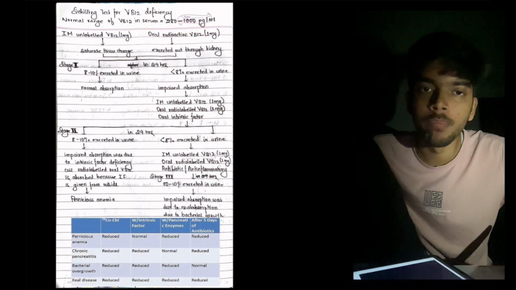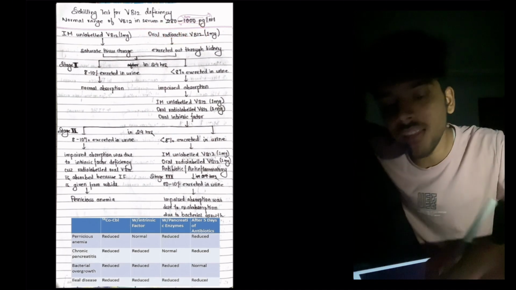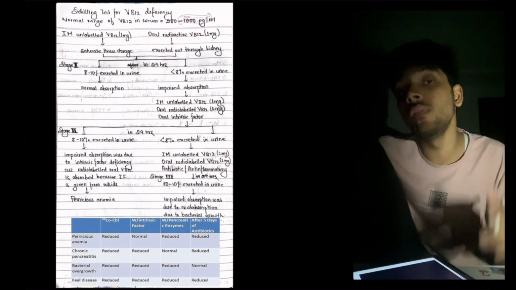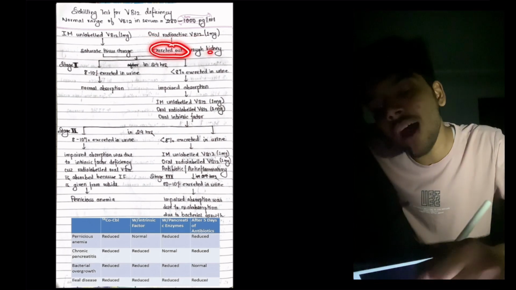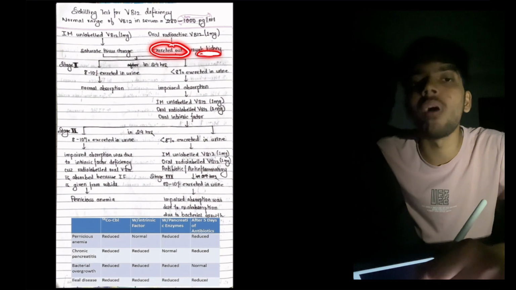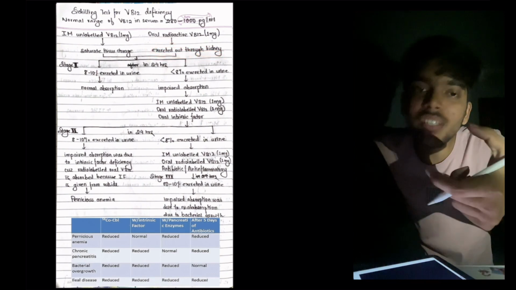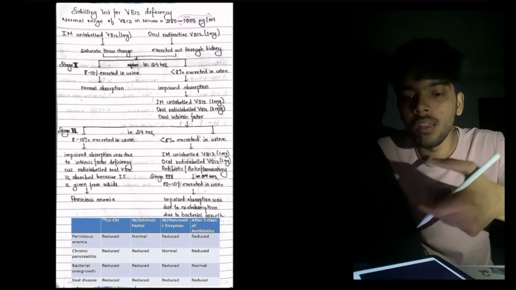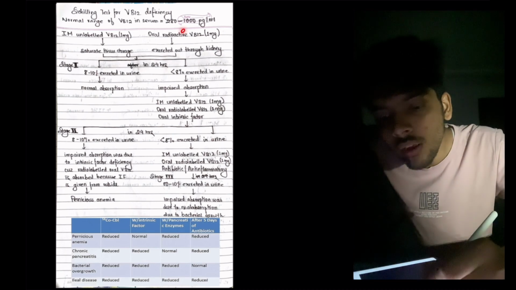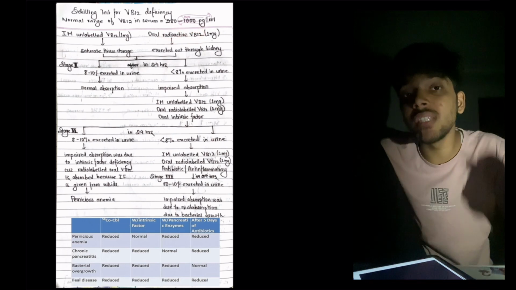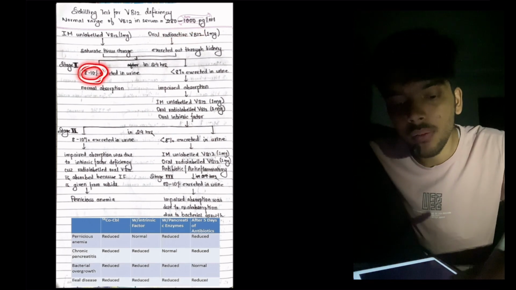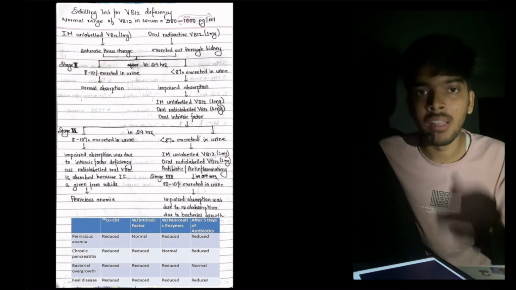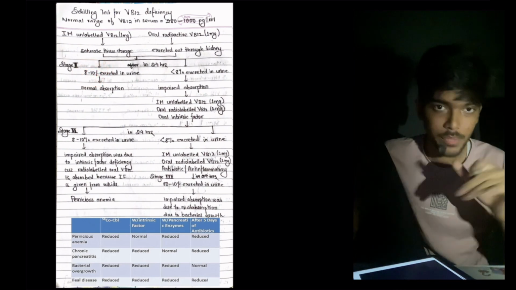So what happens to the oral radioactive vitamin B12? Obviously, tissue can't take this oral radioactive vitamin B12, so it gets excreted out through your kidney in the form of urine. So you take this urine sample and then test it. If the radioactive vitamin B12 is found in urine more than 8 to 10%, that means there is normal absorption.